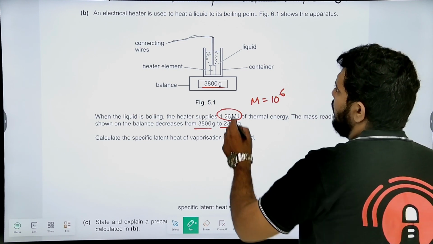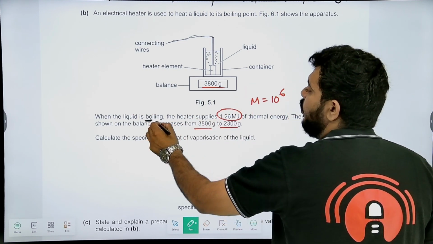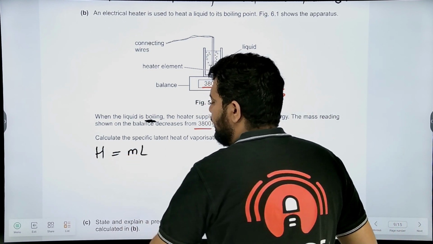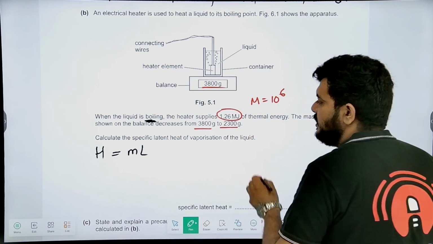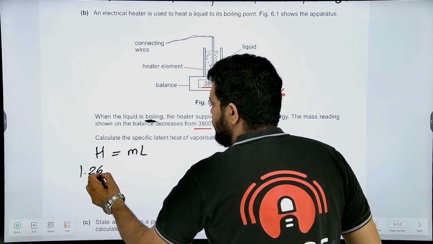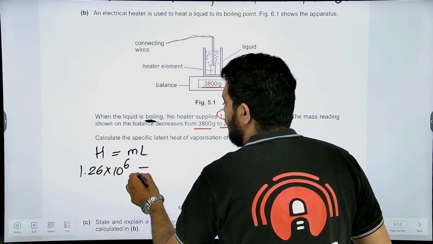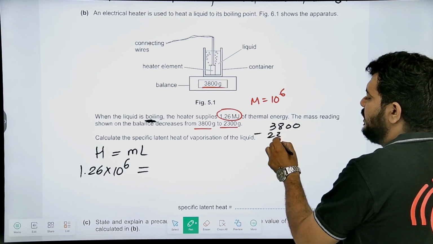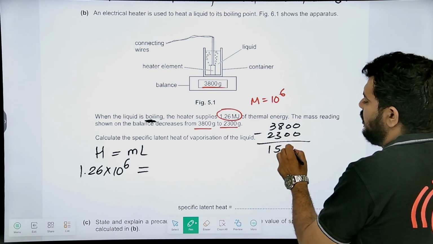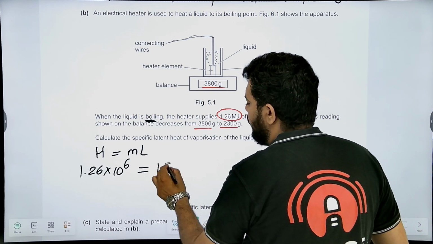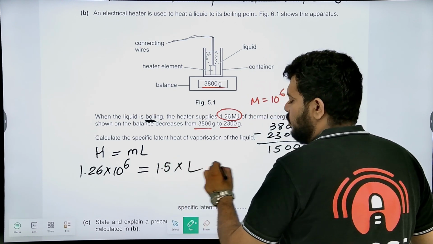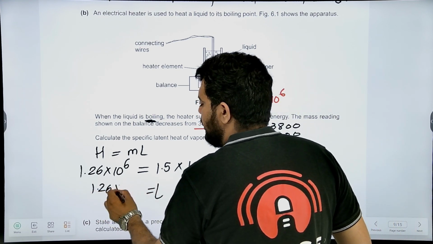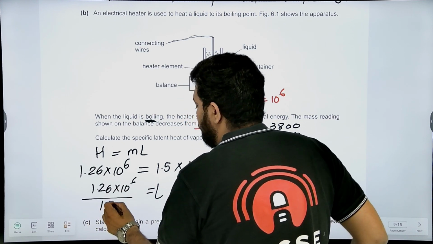Now, what they have done, when the liquid is boiling, so only during boiling, the heat energy supplied is mass into the latent heat of vaporization. How much heat is applied? 1.26 into 10 to the power 6 joules. What is the mass? Mass is 3800 minus 2300. So this is 1500, or rather I would write 1.5 kilogram, and we don't know the specific latent heat of vaporization. So this will be 1.26 into 10 to the power 6 upon 1.5.